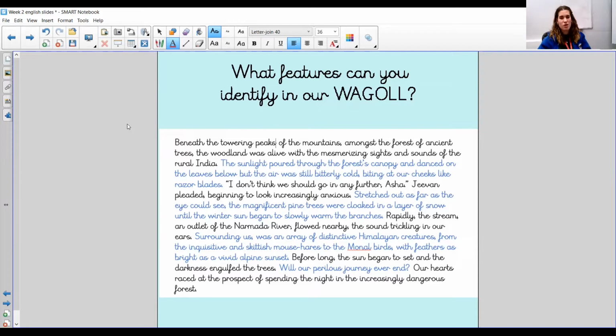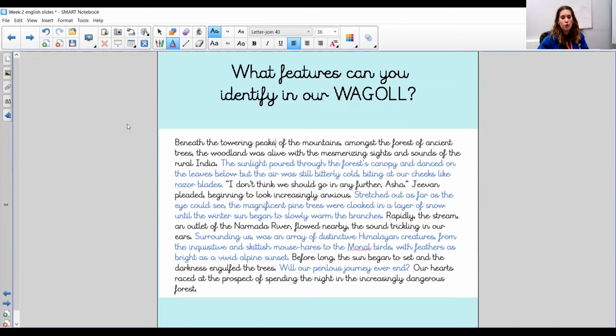Now there, right at the start, I have used two adverbial phrases. Adverbial phrases tell us when, where, or how. These two adverbial phrases are both telling us where, because they're telling us we're beneath the towering peaks of the mountains and we're amongst the forest of ancient trees. So I'm starting off my setting description by telling us where.